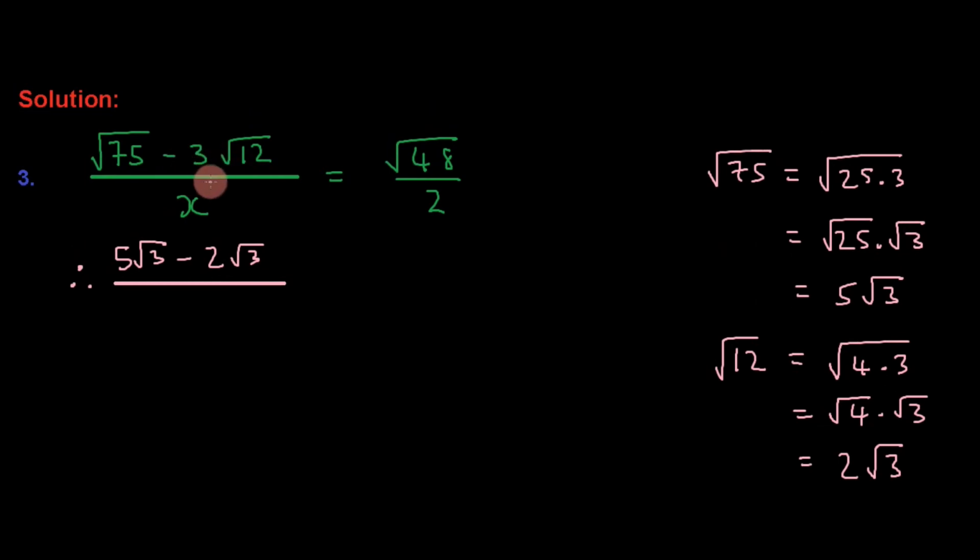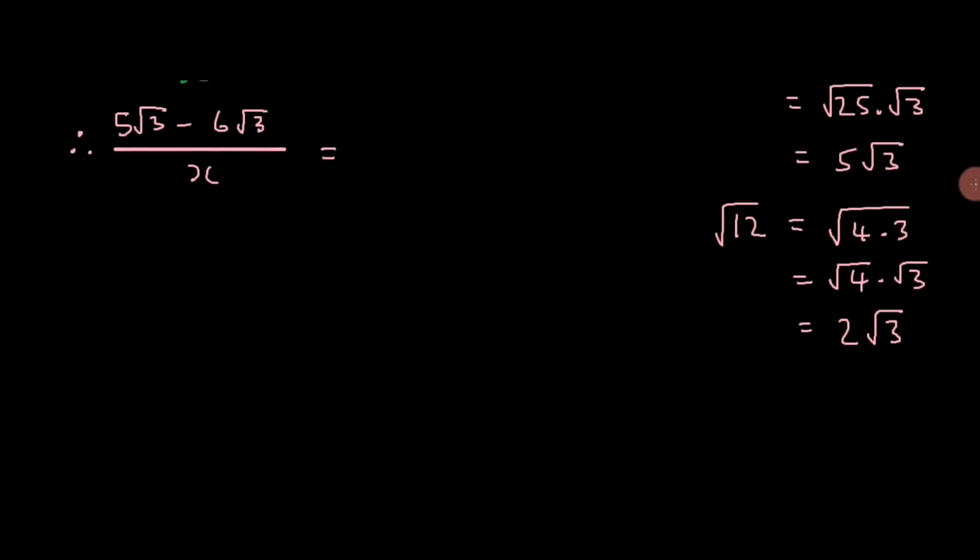But of course we also have to multiply by the 3 here. So twice the square root of 3 times 3 is 6 times the square root of 3. Then we can simplify the square root of 48 in a similar way.